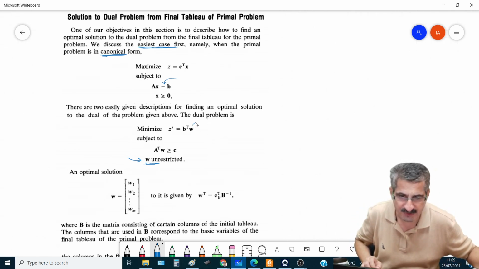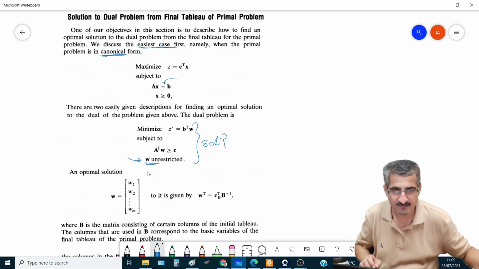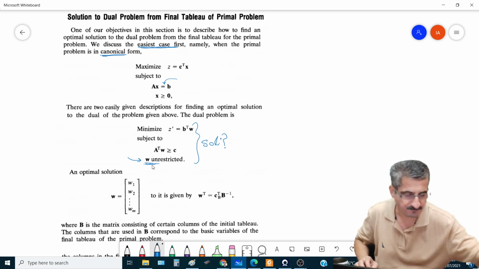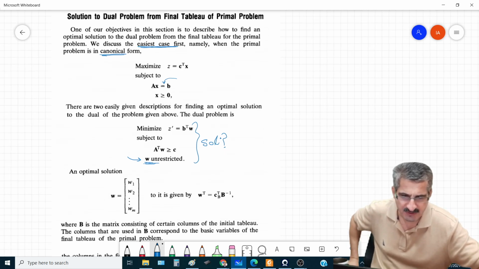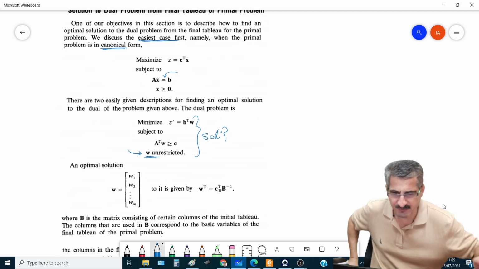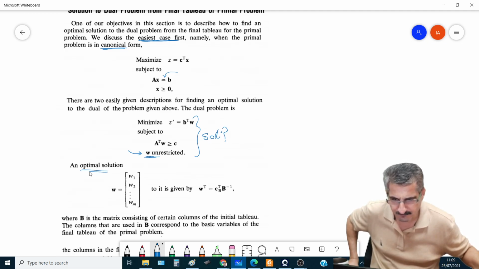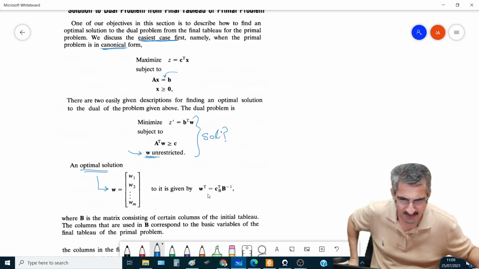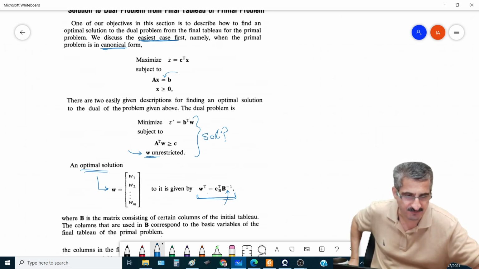Now, remember we want to obtain a solution for this. This is our goal now. Okay, how do we do it? Simply the solution is, boom, here we go. This is the optimal solution, and we can obtain it by doing that. But what is B inverse? What is B? Let us see what is B.